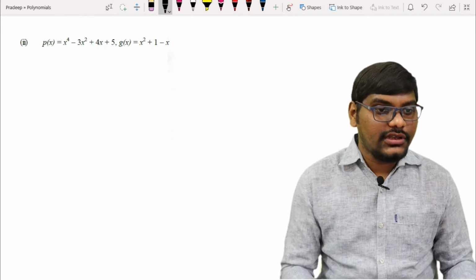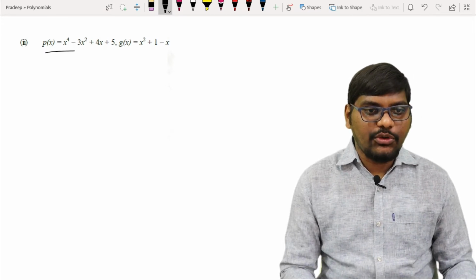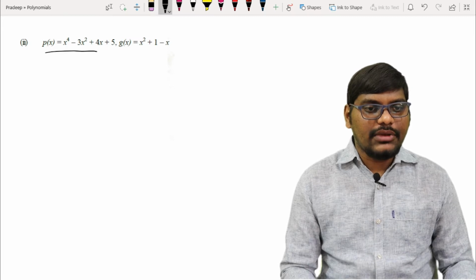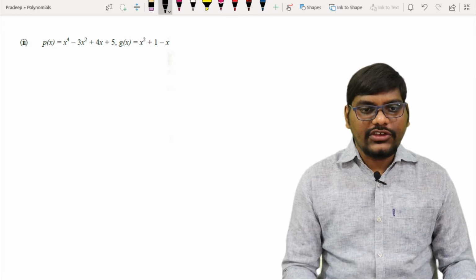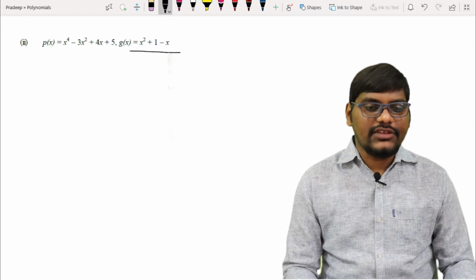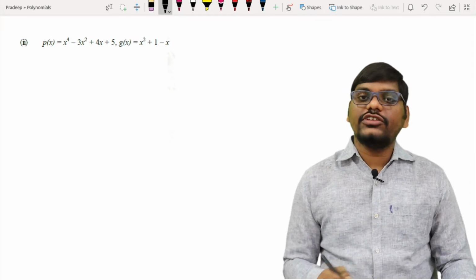Let's see the second question. The question is p of x equal to x power 4 minus 3x square plus 4x plus 5. g of x is x square plus 1 minus x. So this is given. So we'll use this and we'll just solve that.